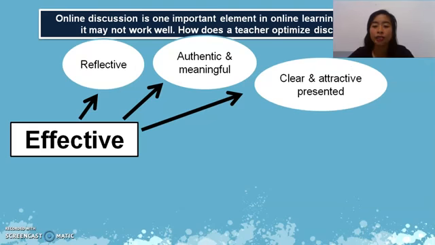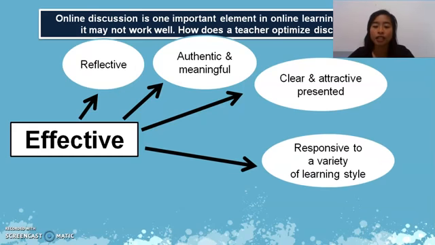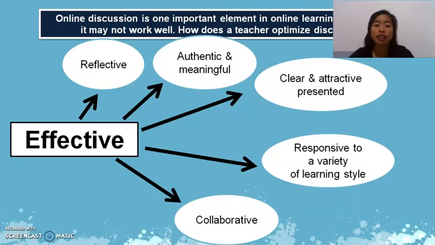Then clear and attractively presented, it can use a big layout and different text, as I said before in the design of online learning. Responsive to a variety of learning styles. This responsiveness is not only for the learners but also for the teacher. Then collaborative. This collaboration is not only students with students but also students with the teacher, whether giving feedback, exchanging arguments, etc.